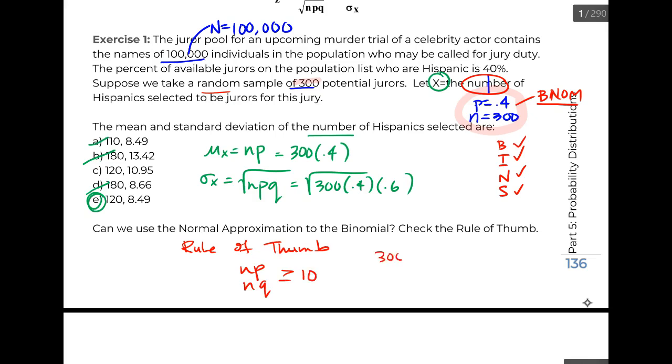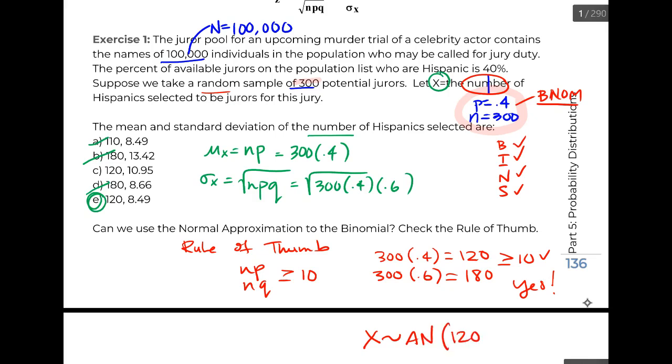We already did NP when we found our mean. We expected 120 people on that jury pool to be Hispanic. And NQ, well, technically I don't need to calculate this because I know it's going to be larger, but we expected 180, the other 180 people to not be Hispanic. And both of those are greater than or equal to 10, so yes. Yes, we can use a normal approximation. We can say that X follows an approximate normal centered at 120 with a standard deviation of 8.49.